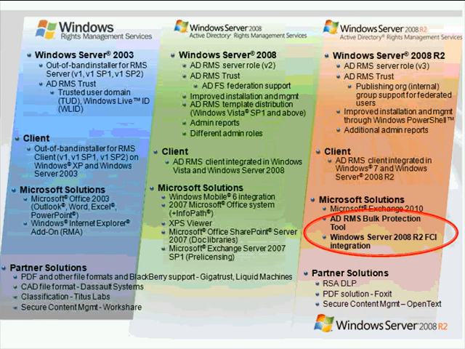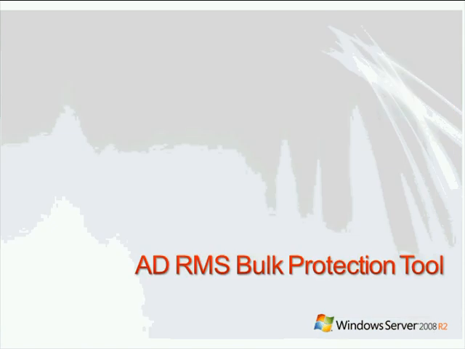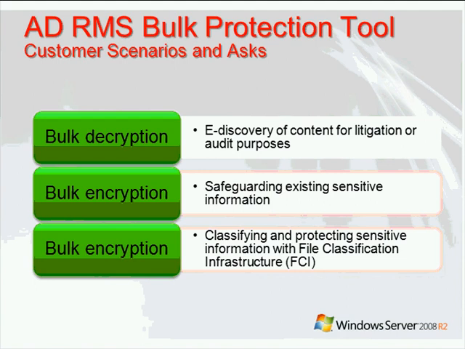Moving forward, this is the stack that we're talking about, and how we can integrate it with FCI. Now I think I forgot to talk to you about FCI integration. File classification infrastructure we will talk about in detail, and how it can be leveraged with the help of AD RMS we will see in the further demos. Now let's first talk about the AD RMS bulk protection tool. Now the bulk protection is for e-discovery of content for litigation or audit purposes. Now with bulk encryption, you are safeguarding the existing sensitive information, and again this helps you classify and protect sensitive information with the FCI.